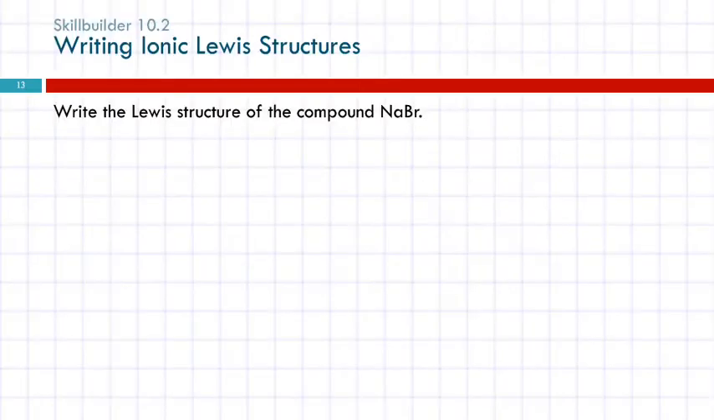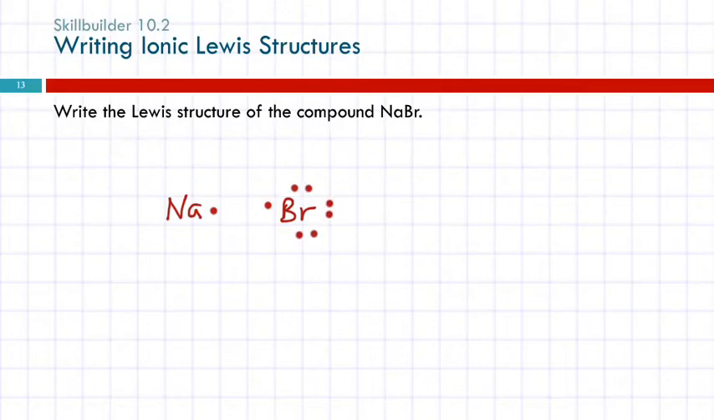So let's look at sodium bromide. This is an ionic compound, right? Sodium's a metal, bromine is a nonmetal. So for the Lewis structure for an ionic compound, look at the individual elements first. So we've got sodium and bromine. How many valence electrons does sodium have? 1. And how many does bromine have? 7.